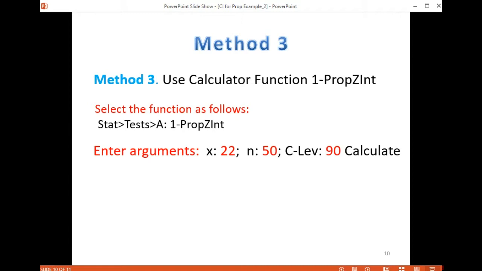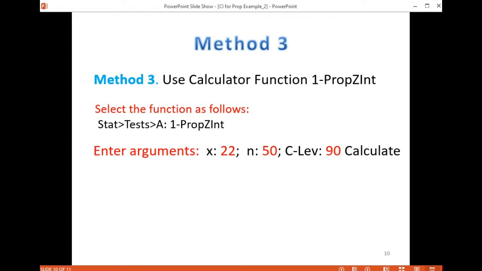Okay, so now let's talk about x being 22. Well, the calculator wants x and it wants n. It has to make a decision. Either it wants p hat or it wants x over n. So the decision they made was to use x and n. So you would have to calculate x.